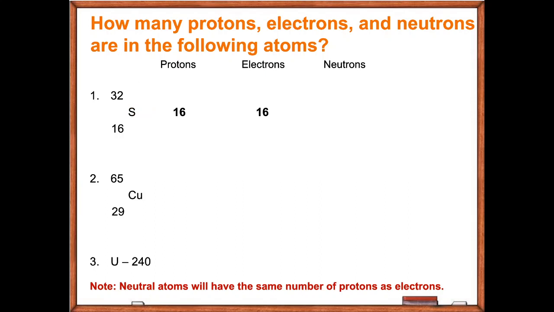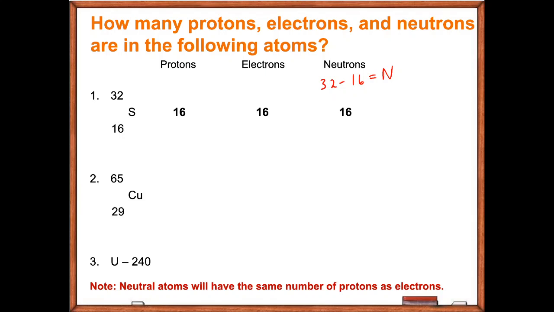They give us a mass number of 32, so all we have to do here is say 32 minus 16, and that's going to be the number of neutrons. So that's of course 16 as well.